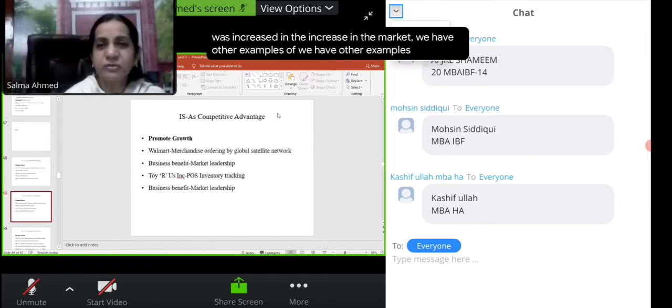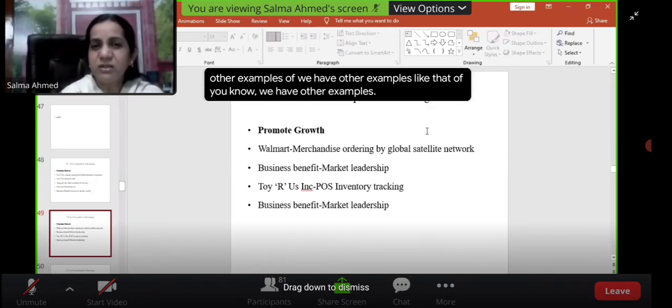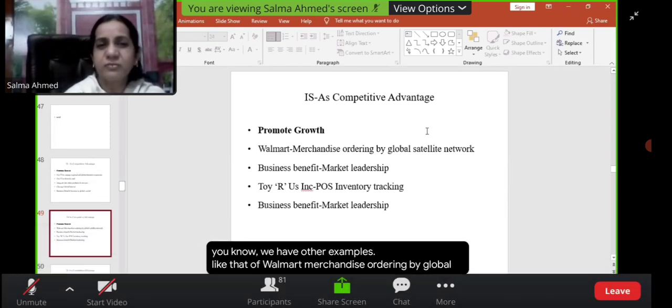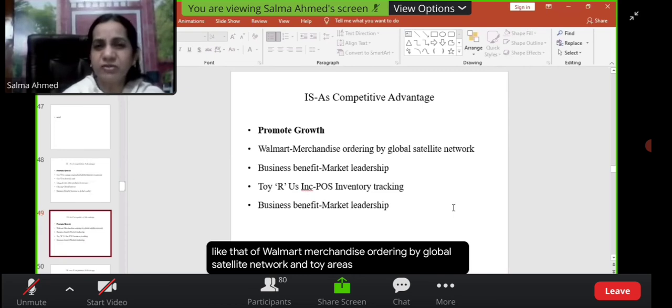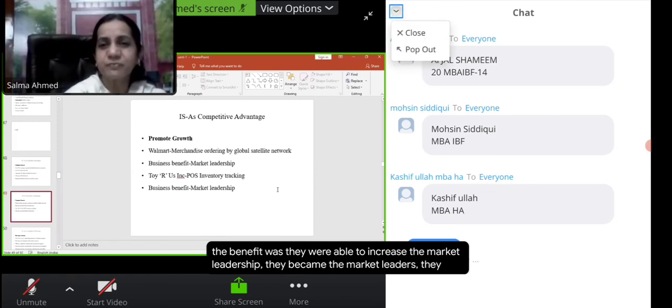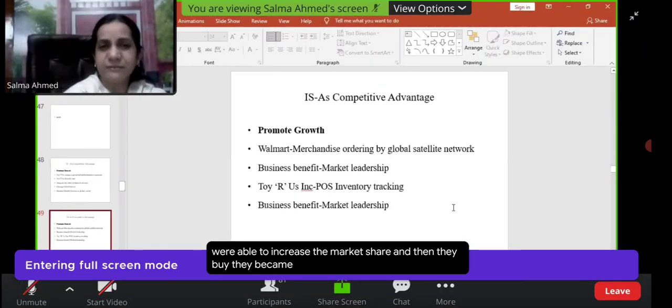We have other examples, that of Walmart merchandise ordering by global satellite network, and Toys R Us point of sale inventory tracking system. And both of them, the benefit was they were able to increase the market leadership. They became the market leaders. They were able to increase the market share, and thereby they became the market leader.